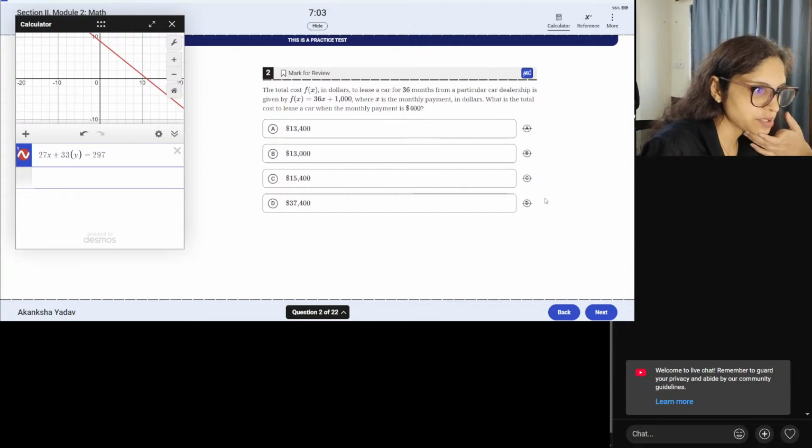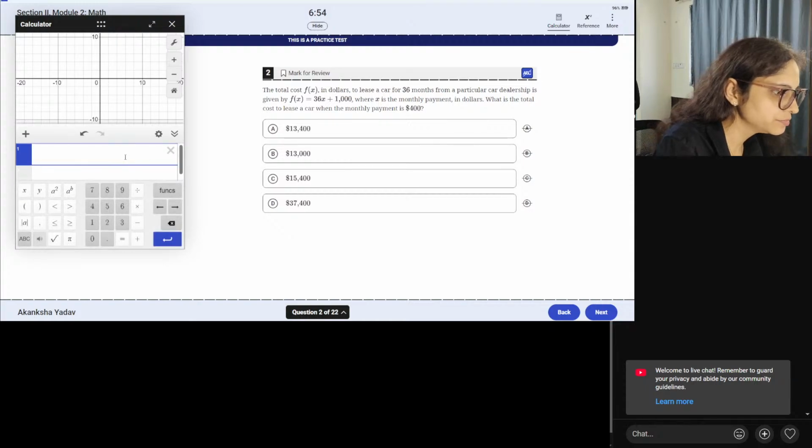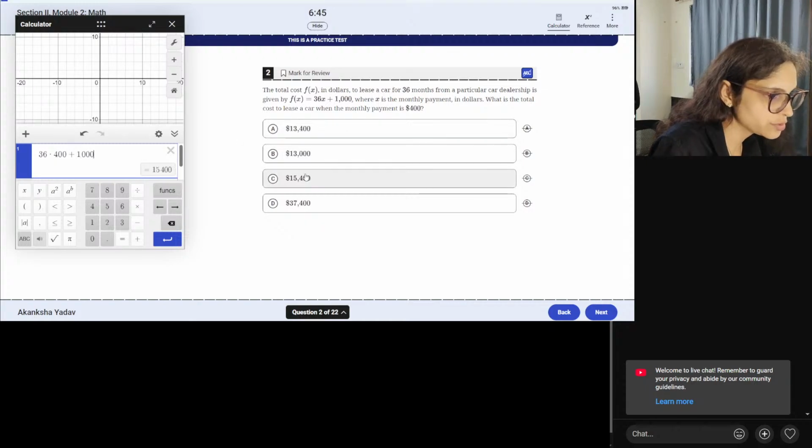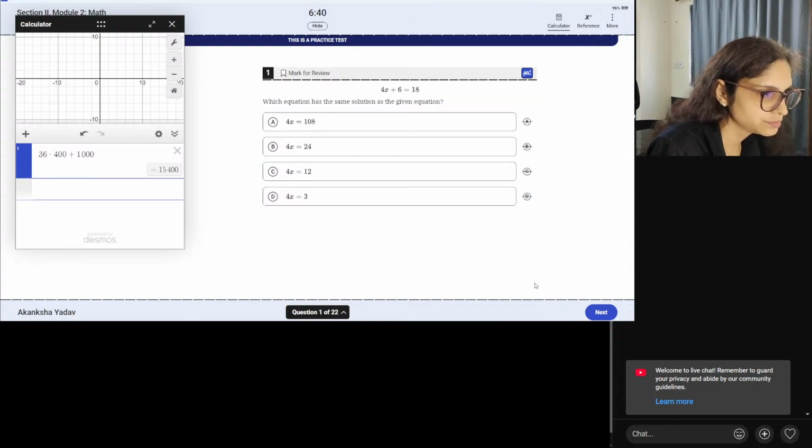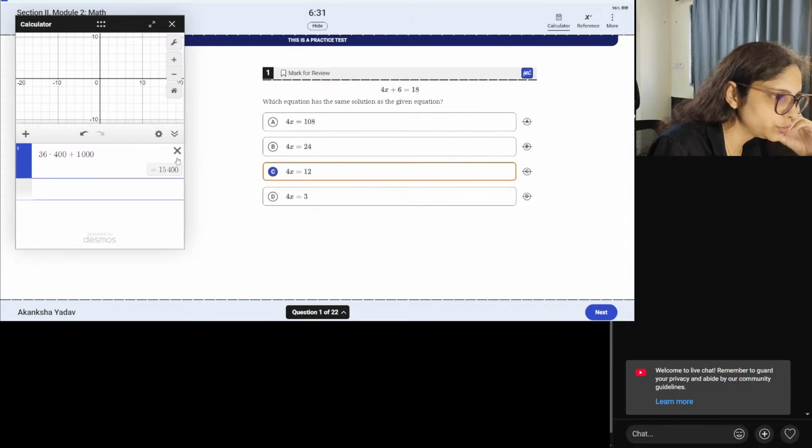f of x is 36x plus 1000. The monthly payment is 400. So 36 times 400, because x is the monthly payment. Plus 1000, 15,400. Which has the same equation. 4x should be equal to 18 minus 6, which is 12. So 4x should be equal to 12.